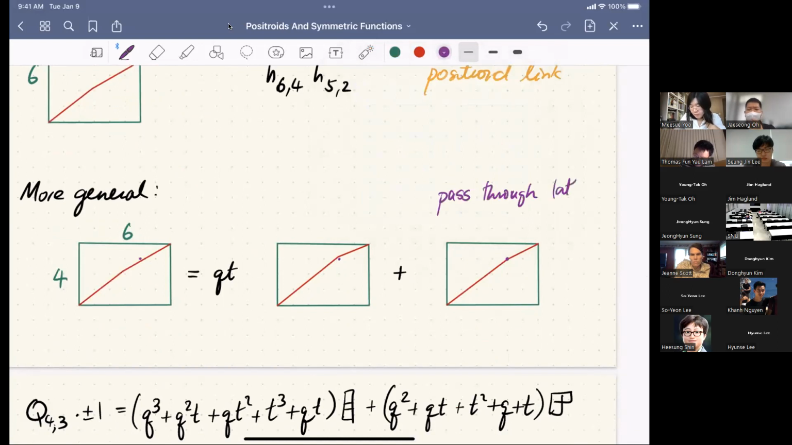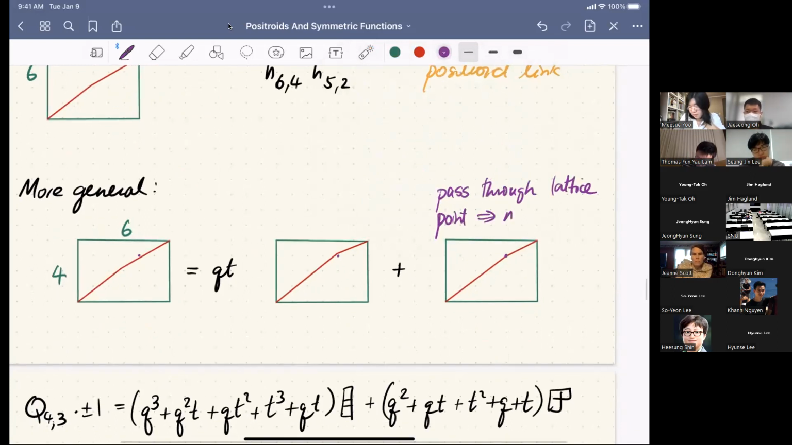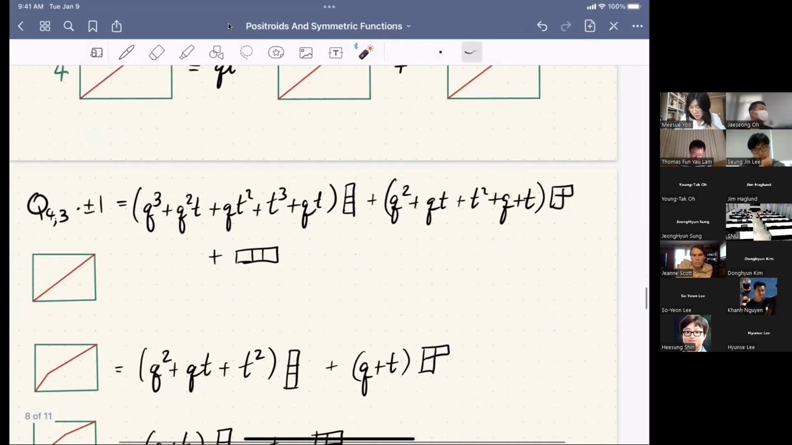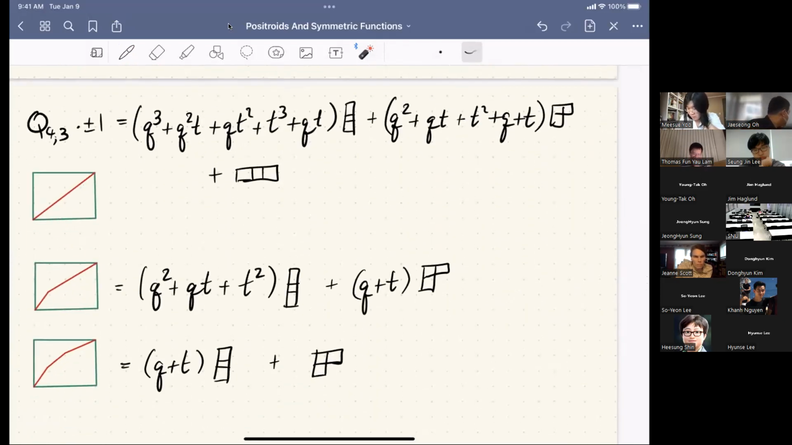So when you pass through a lattice point, in some sense, it's a smaller value of K and N. Because you then have to separately figure out what is the operator for this part and what is the operator for this part, and you just compose these operators. So yeah, okay. Just to give you some examples, I took these operators.